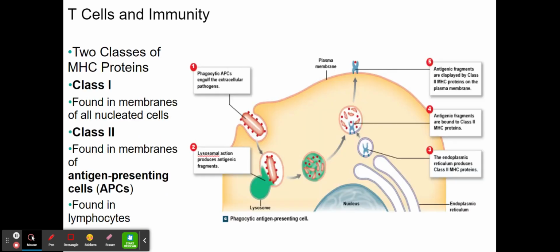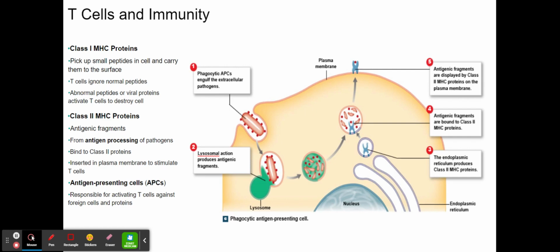Two major classes of MHC proteins are known. We have class 1 and class 2. An antigen bound into a class 1 MHC protein acts like a red flag that tells the immune system, "Hey, I'm an abnormal cell, kill me." An antigen bound to a class 2 MHC protein tells the immune system, "Hey, this antigen is dangerous, get rid of it."